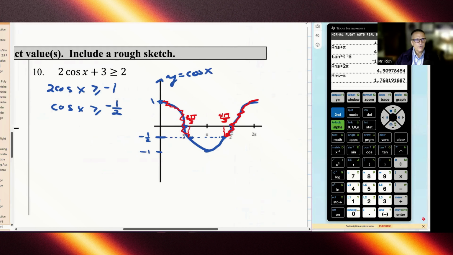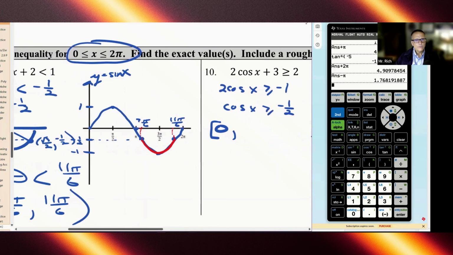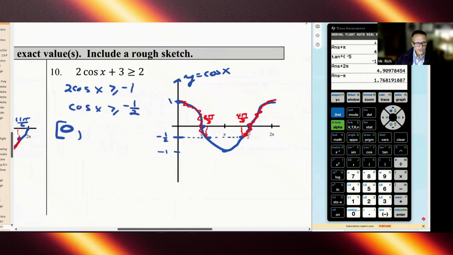It's going to start at 0. It will include 0 because this is an or equal to. Really, the reason is that the interval they wanted me to restrict myself to was x greater than or equal to 0. So that's why I have to be inclusive of 0 with that bracket. Then I'm going to go over to 2 pi over 3. And now that will be inclusive because it is greater than or equal to negative 1/2.